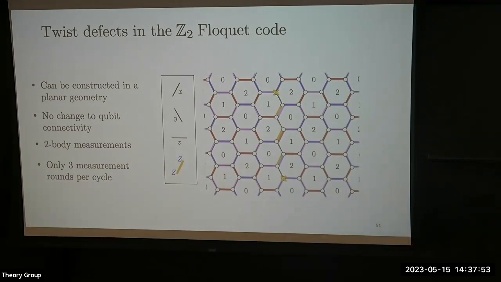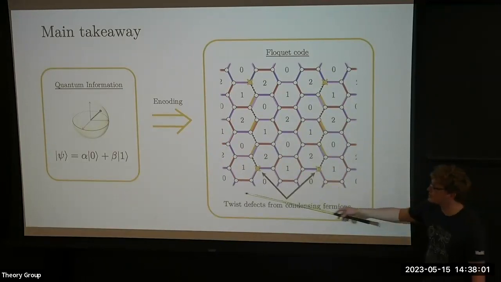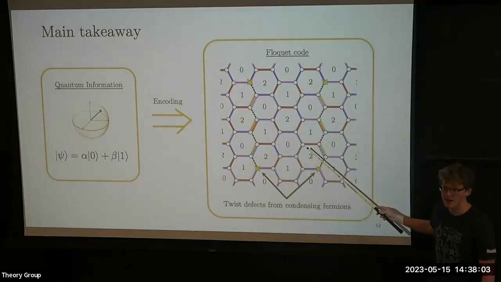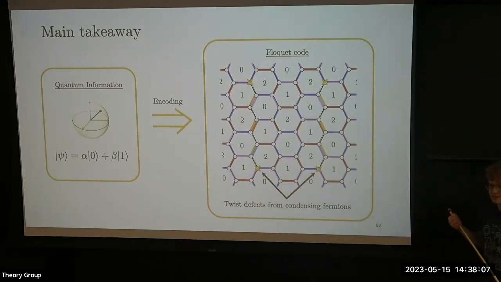So that brings us full circle. Probably a Floquet joke there, but this is my first slide. This is the main takeaway. I've shown you how to encode quantum information in a Floquet code with twist defects. We constructed those twist defects by condensing fermions along the lines.